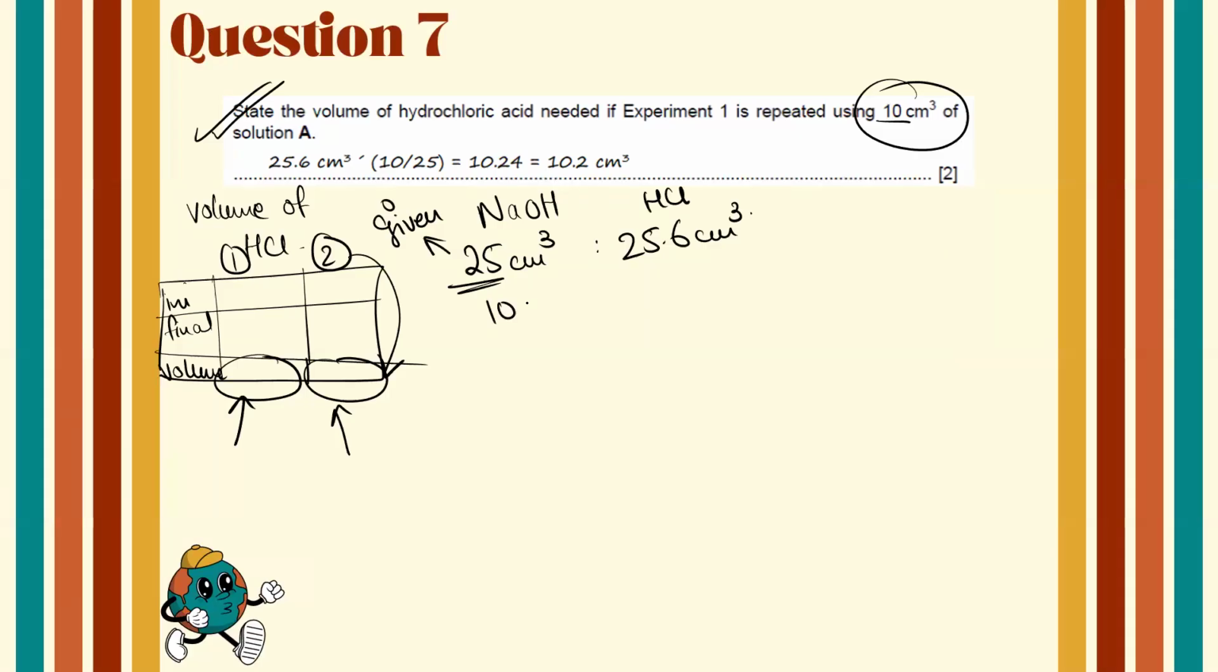So if we use 10 centimeter cube of sodium hydroxide, then how much HCl will be used? You will take the ratio like this, and then you will take out the answer. You will do 10 multiplied by 25.6, divided by 25, and you will get the answer. So that's how you will do it.